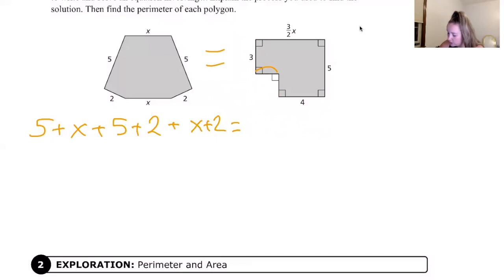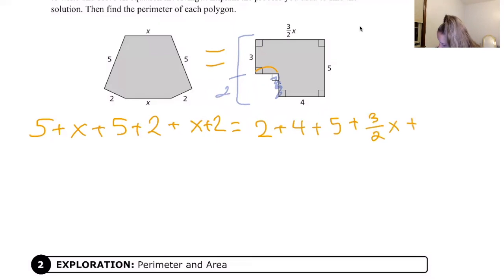Figuring out the first unknown right here is going to be much easier because I know the full length is 5, and if I take away 3, I'm left with 2. So I'm going to have 2 plus 4 plus 5 plus 3 halves x plus 3. And then to figure out the other missing side, I know the full length is 3 halves x, and then I have to take away 4. And so that's how I get 3 halves x minus 4.